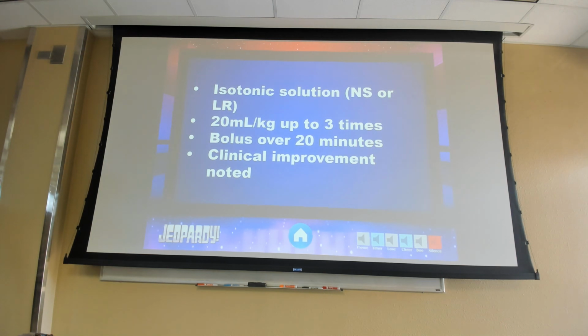If by 3, so if you did bolus 1, you reassessed, you still look dehydrated, you haven't peed, you have no tears, your heart rate's still high. Bolus 2, reassess, no bueno. Bolus 3, still throwing up, still look like that, now you're good. Good question.